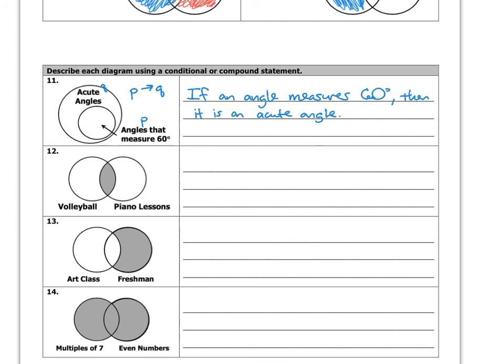All right, number 12, I have shading involved, so this is going to be a compound statement. You want to think about what this shaded region represents. If volleyball is P, and piano lessons are Q, then this is going to represent P and Q. Okay, so I'm going to write a compound statement with the word and. So I could say some people, because this is a some Venn diagram, play volleyball and take piano lessons.